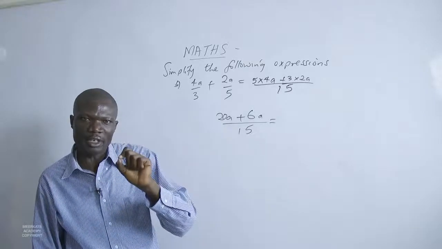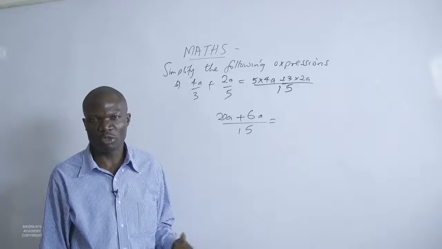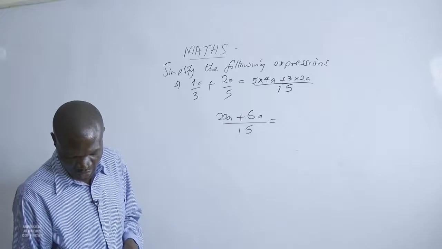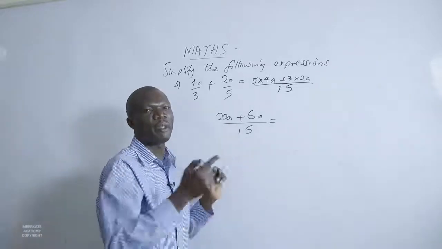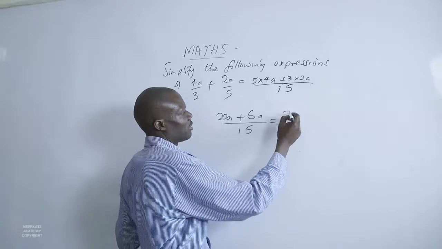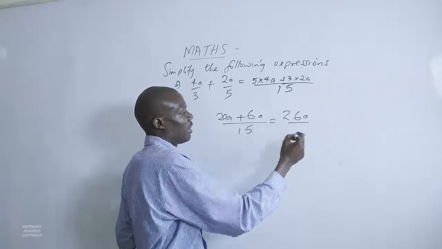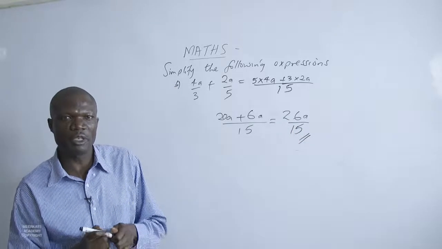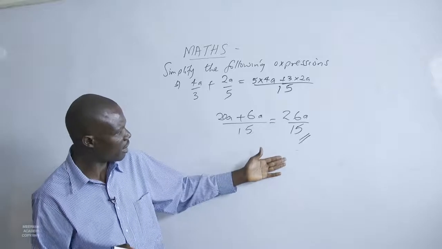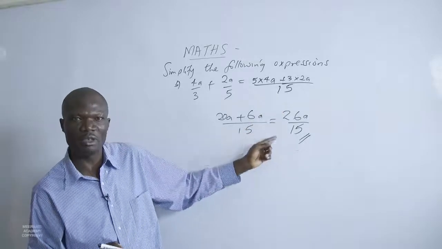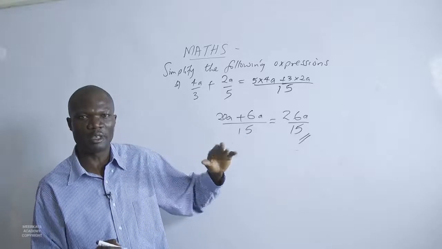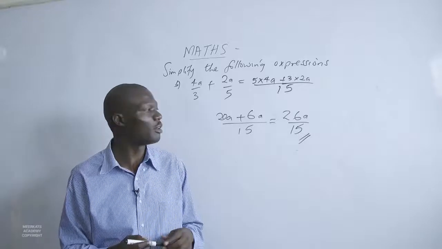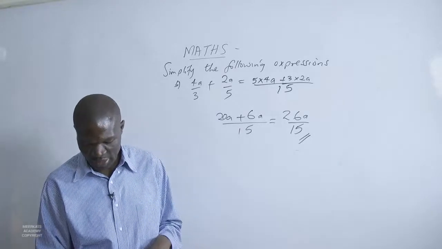The numerators are like terms, which means they can now be simplified and put together. So we go ahead and add them, and you'll find 20a plus 6a gives us 26a, and the denominator is 15. If there is a place to simplify, please do simplify. But in this particular case, we don't have any common factor between the two. So this is our simplest algebraic fraction. Our answer becomes 26a over 15. That is our answer.